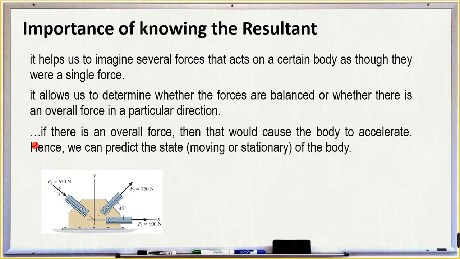So on the last statement, if there is an overall force, meaning there is a resultant, we calculate the resultant, therefore it would cause the body to accelerate. There's movement. Hence we can predict the state of the body: is it moving or stationary? So that is the importance of solving for the resultant of a system of forces. When we talk about a system of forces, it deals with two or more forces. Okay? Are you following?